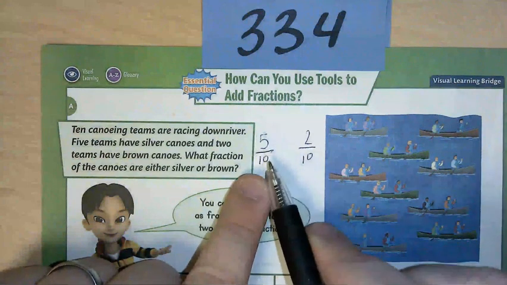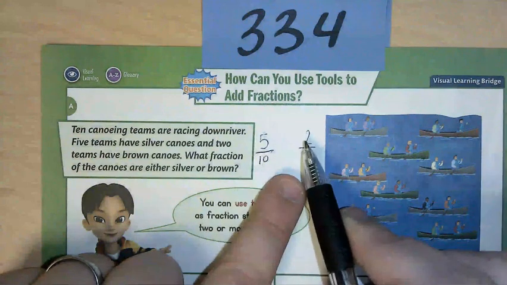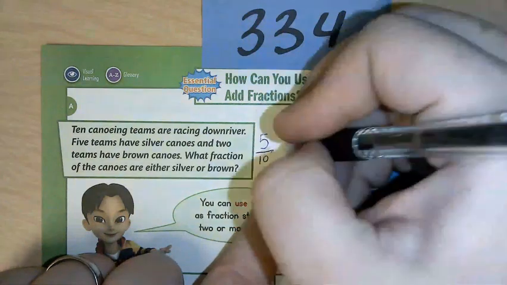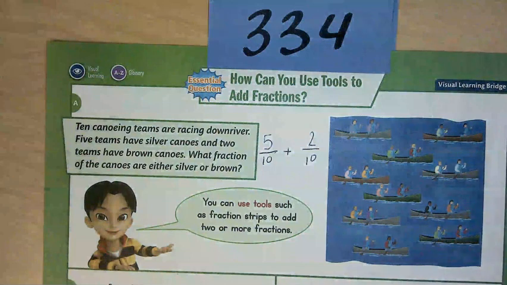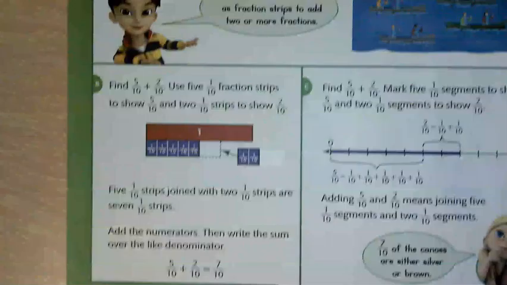5 silver out of 10, 2 brown out of 10. And now we need to add those together to find out how many there are all together. All right. So let's go ahead and slide down here to box B.